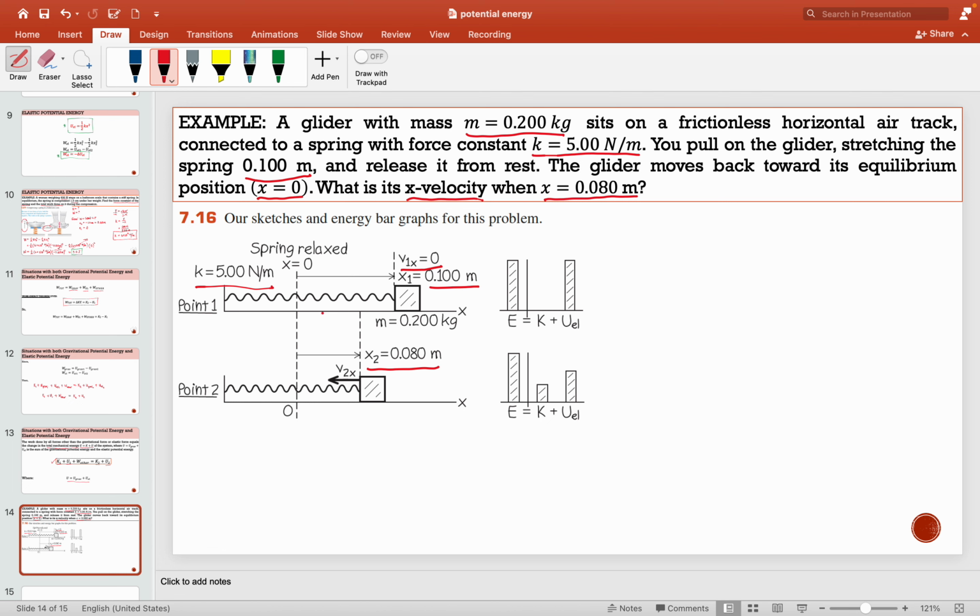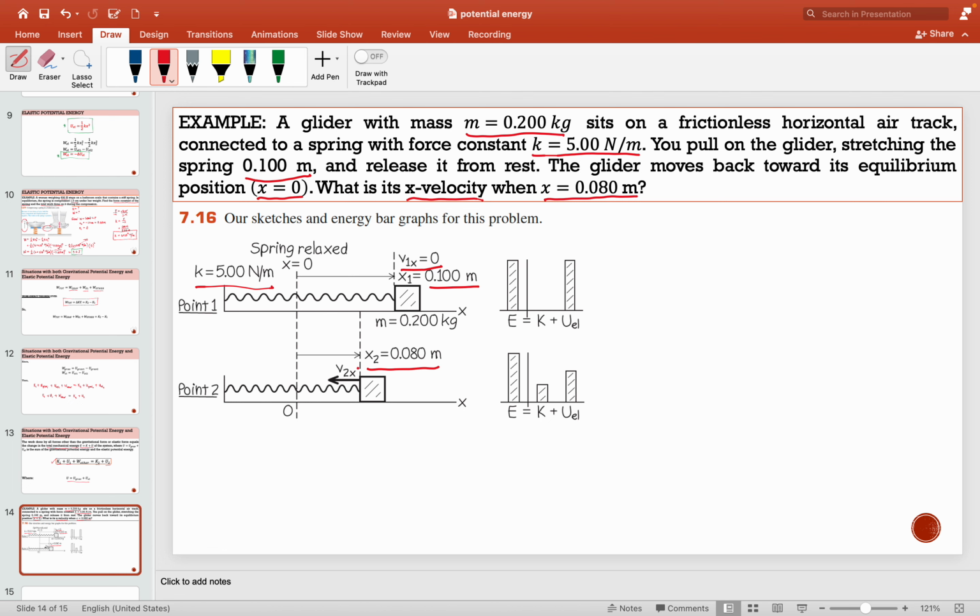Here at point 1, notice in our energy bar graphs, we have no kinetic energy. The only energy is the elastic potential energy since you're stretching the spring. Whereas for point 2, our second situation, we now have kinetic energy and also elastic potential energy.